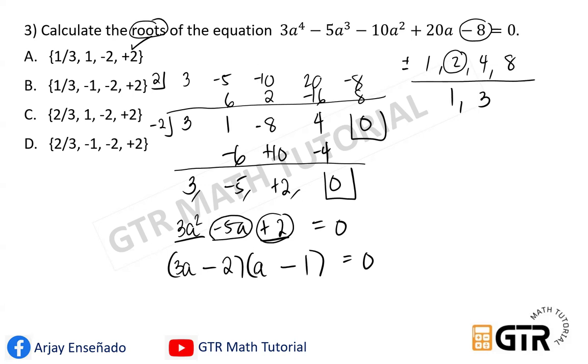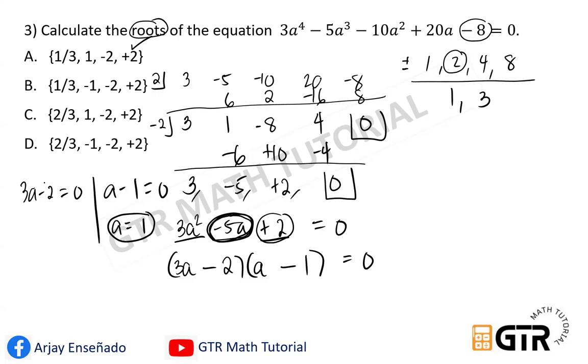Now let's multiply the inner terms: -2 times a, we have -2a. And the outer, 3a times -1, we have -3a. Then add -2a minus 3a equals -5a, which is the middle term. Since it satisfies the middle term, we got the correct factors: 3a minus 2 and a minus 1. Now equate each factor to 0. So 3a minus 2 equals 0, and a minus 1 equals 0. Add 1 to both sides, therefore a equals 1.